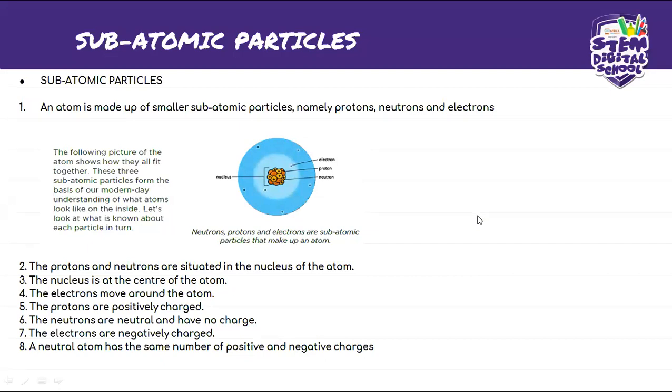All right, let me see. Who is that? Okay, protons, positive charges. That's okay. Neutrons, no charges or neutral, and electrons, negative charges. That's very, very fantastic. Okay, keep it up. That's good.